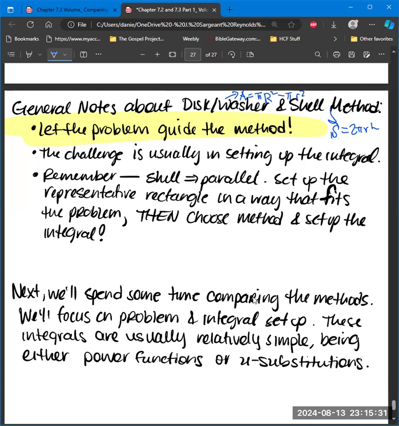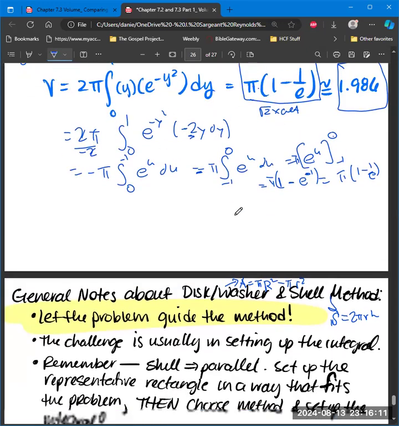All right. Draw your pictures, then choose which method you want. And next time we'll come back and we'll be comparing these methods, and we'll focus on problem setup and figuring out which method we want to use and why. So we may look at some problems and try to do them both ways and see which way was easier. We'll especially be looking for some problems like this last one that involves some u-substitutions.